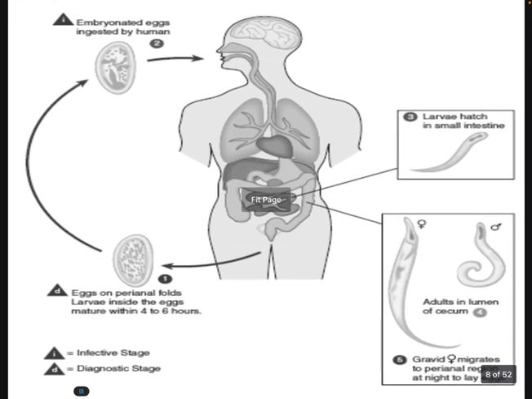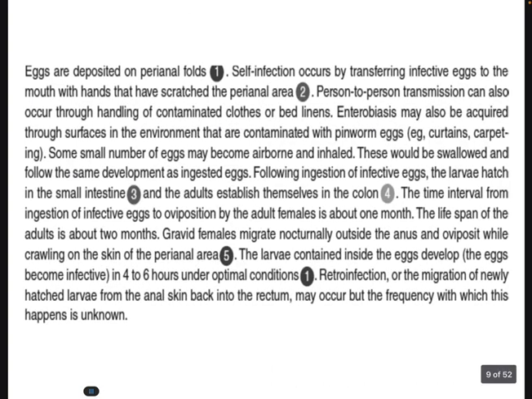Now the eggs come out to the perianal area and mature very rapidly, within 4 to 6 hours. Mature, what does it mean? It contains larvae. When ingested, the eggs go to the intestine, hatch, and the larvae become adult worms in about 1 month, and they go to the cecum and colon and live for about 2 months. This is the life cycle, very simple. This is an explanation of the life cycle as I described it, so you can read it to consolidate your information.